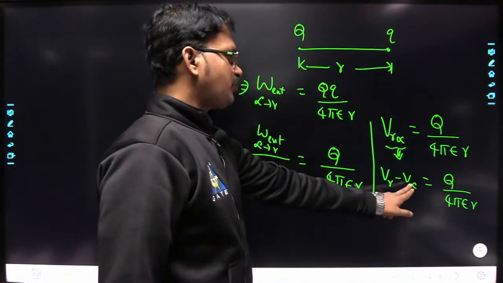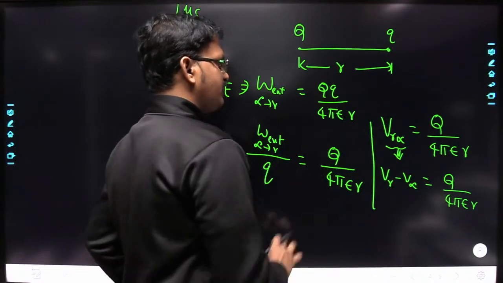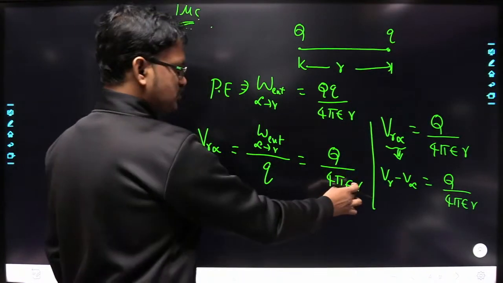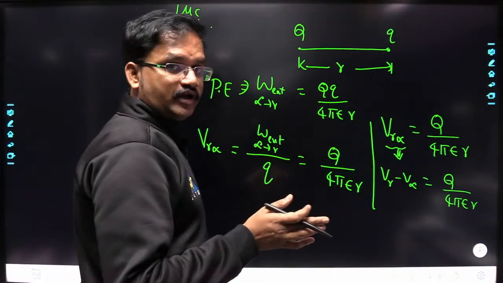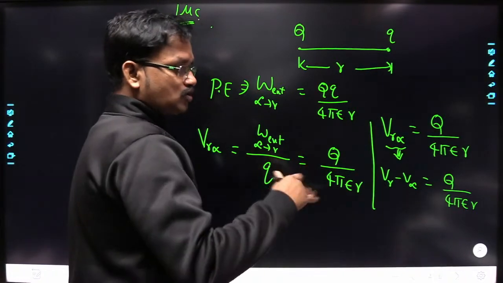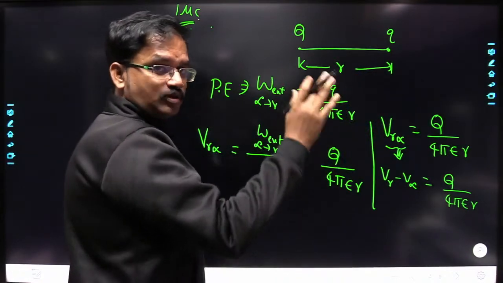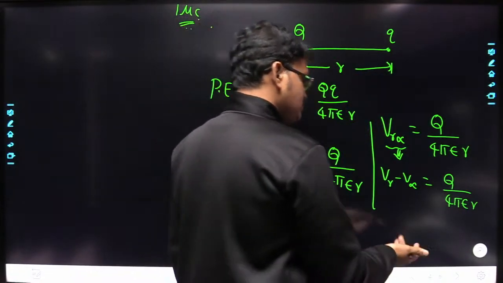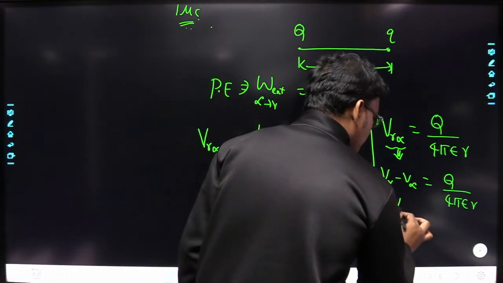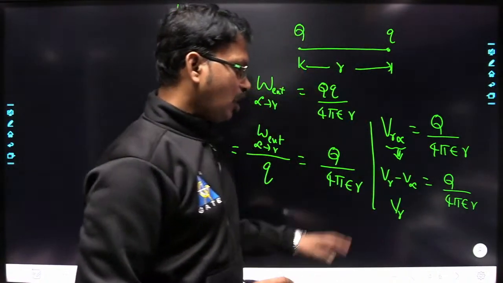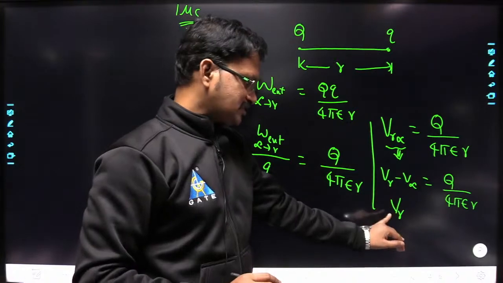We know the potential at infinity. What is the potential at infinity? If you substitute R equal to infinity, what are you going to get? You are going to get 0. Yes or no? So at infinity distance, the potential will go to 0. So in general we will represent it with V_R.